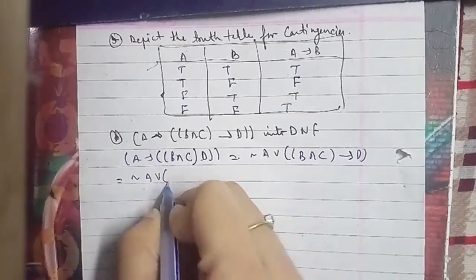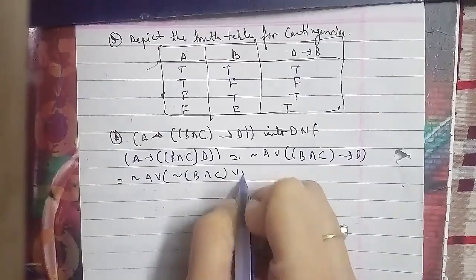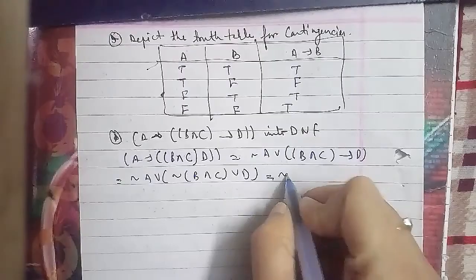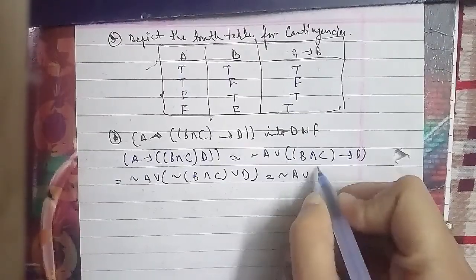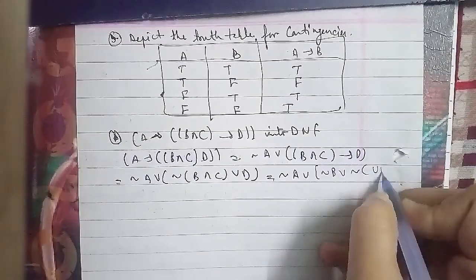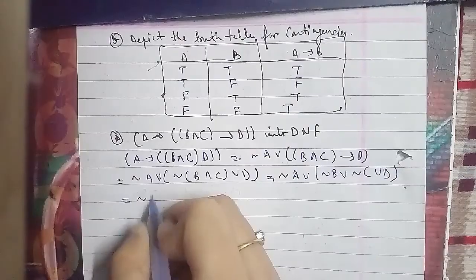Let's go ahead to another one, where we have to convert the formula into CNF. What we have is A implies B, that implies C as well, into CNF.